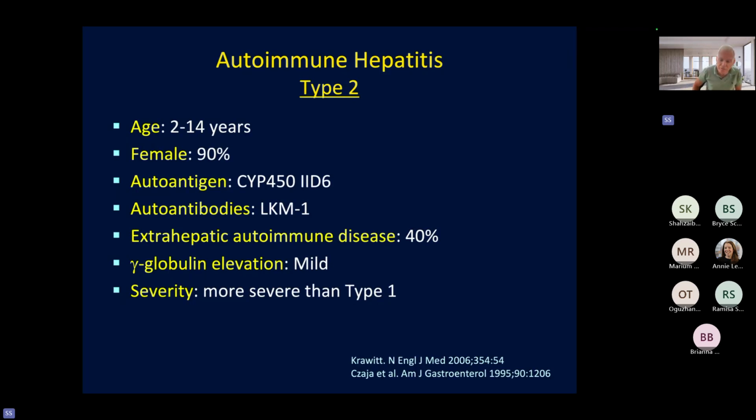These patients have a 40% likelihood of extrahepatic autoimmune disease. Their gamma globulins tend to be milder. However, they tend to be more severe. So don't let the lower level of gamma globulin fool you. Patients with type 2 tend to have more severe disease histopathologically.